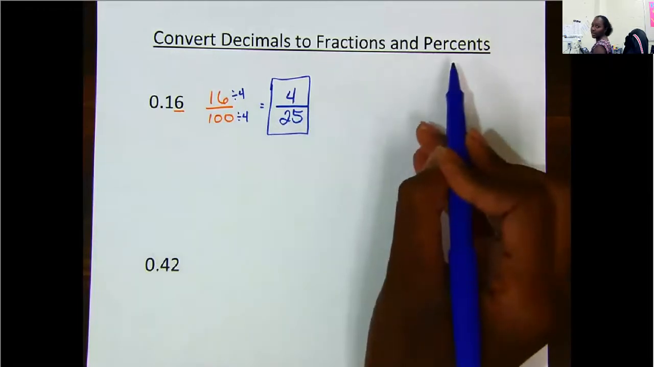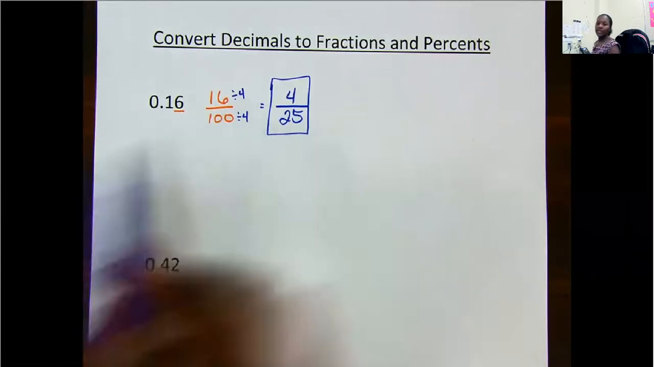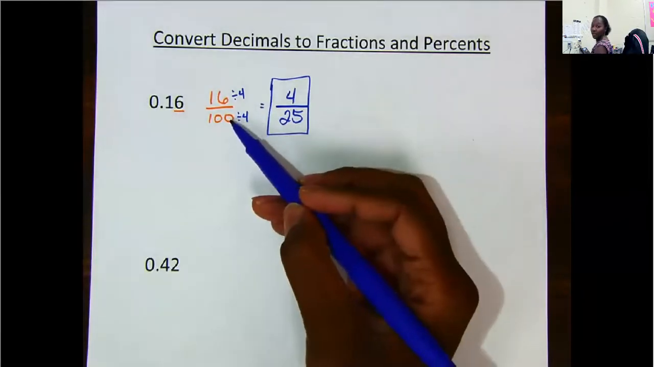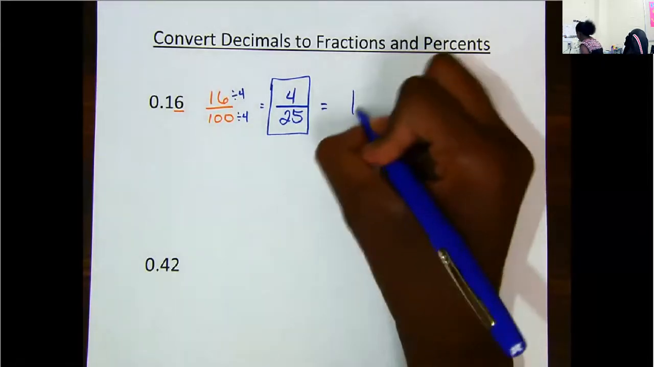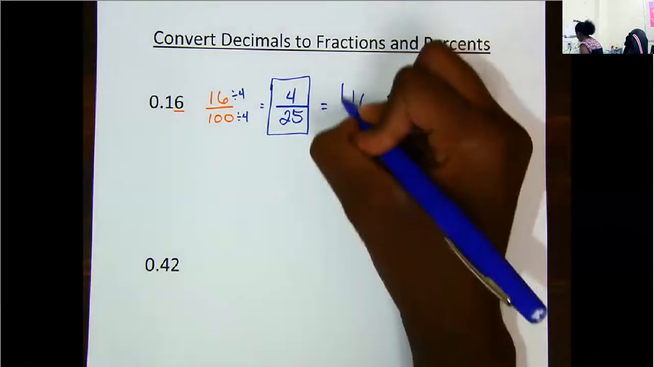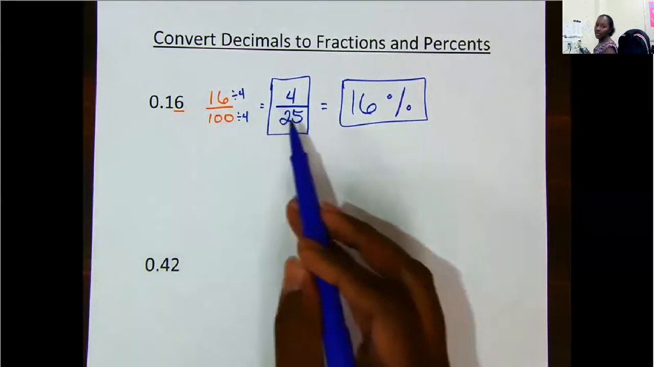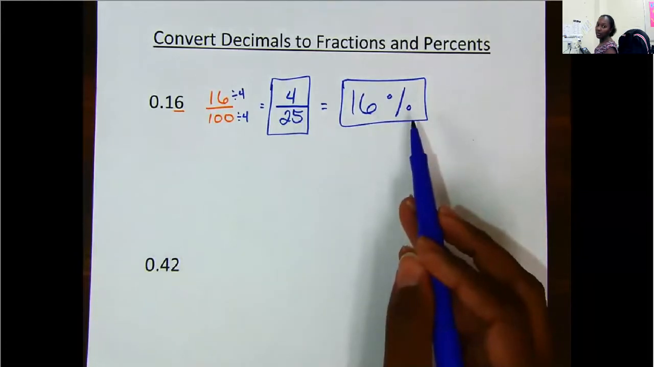Now I need a percent. So I'm going to go back over here to my original fraction. Remember, a percent is always out of 100. So if you have a fraction and your denominator is 100 already, then the top number is your percent. So I have this fraction, my denominator is 100. So that means 16 would be my equivalent percent because it's out of 100. So 16 hundredths is equivalent to 4/25, which is equivalent to 16%.